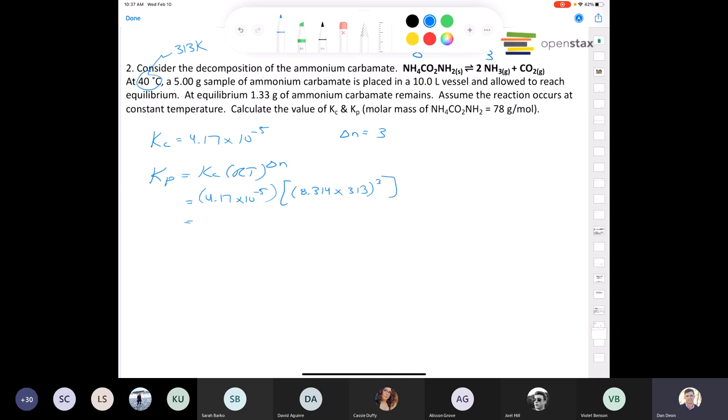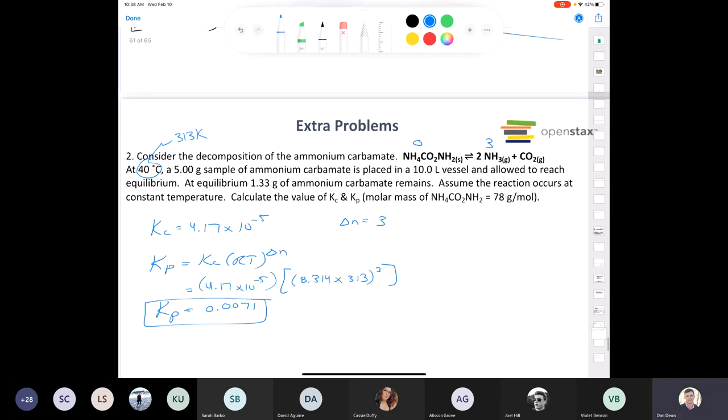So let's see here. I got 8.314 times 313, cubed, multiplied by 4.17 times 10 to the negative 5. Punch all that into your calculator. And we end up with our Kp is equal to 0.0071, okay, is what I had written down. And yeah, here we go. So there's our Kp.